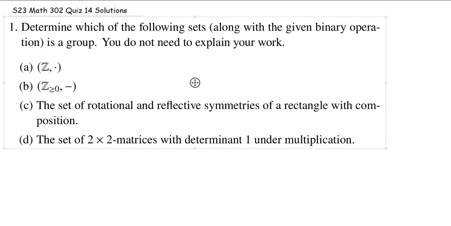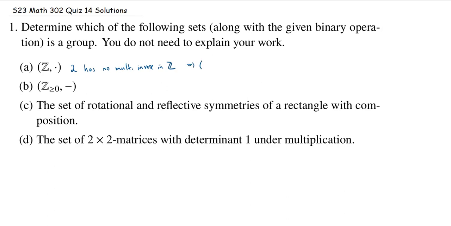What about inverses? And there's where we get a problem. For example, the number 2 has no multiplicative inverse in Z. We know that the multiplicative inverse of 2 would be a half, which is not an integer. So this implies that the integers along with multiplication are not a group.